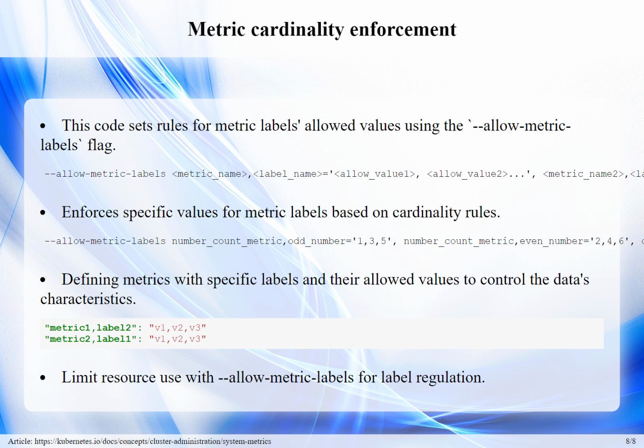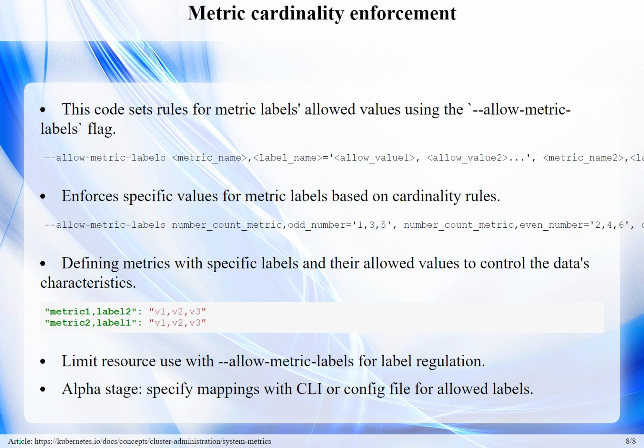Metrics with unbounded dimensions might cause memory issues. The command allow-metric-labels helps regulate this by specifying an allow list of label values for metrics. The alpha stage feature allows mappings in the format <metric_name>,<label_name>=<allowed_labels>. This list of acceptable label names can be set via CLI or a configuration file.